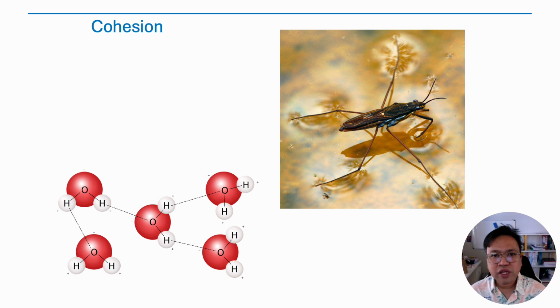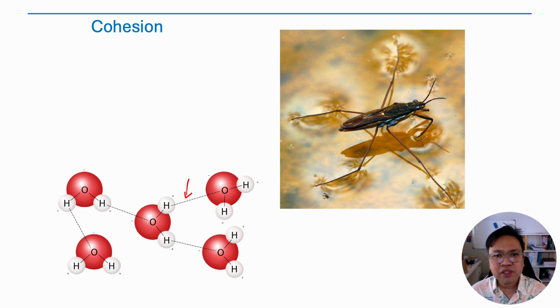Cohesion refers to the attraction between molecules of the same substance. In the case of water, cohesion occurs because water molecules are polar and can form hydrogen bonds with each other. The partially negative oxygen atom of one water molecule is attracted to the partially positive hydrogen atom of another, resulting in a strong intermolecular force that holds the molecules together.